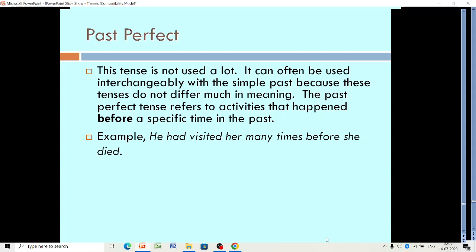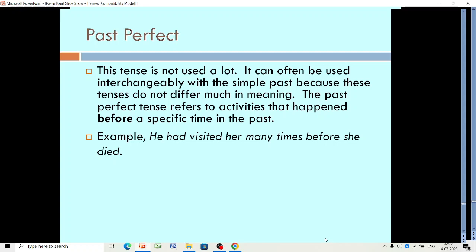When I entered the railway station, the train had already left. So the train had already left. That happened first. The train had left the station. So it is mentioned in the past perfect. When I entered the railway station, that is in simple past.